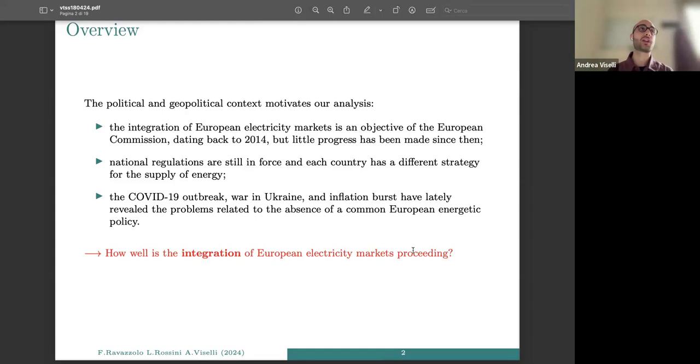We want to measure the integration across European markets concerning electricity prices. We want to see if there are differences in the energy mix of the European countries. So this is an econometric problem, and we develop a methodology for this.